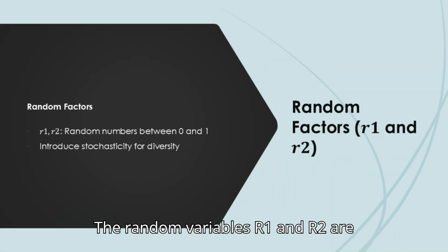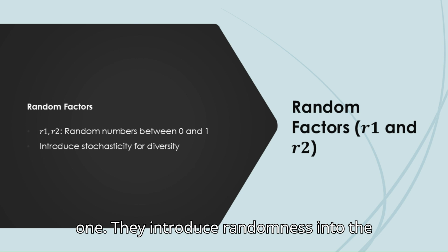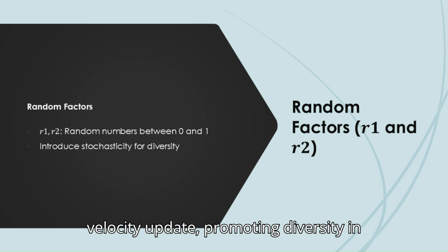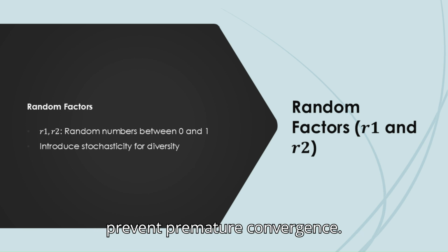The random variables R1 and R2 are uniformly distributed between 0 and 1. They introduce randomness into the velocity update, promoting diversity in the swarm's search patterns and helping prevent premature convergence.